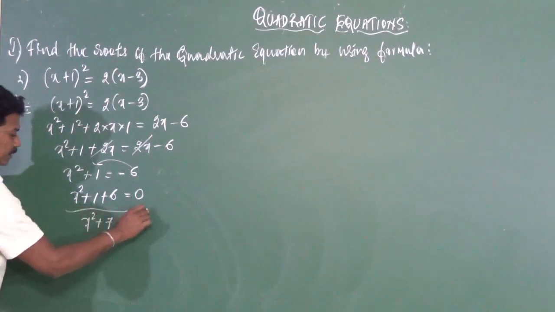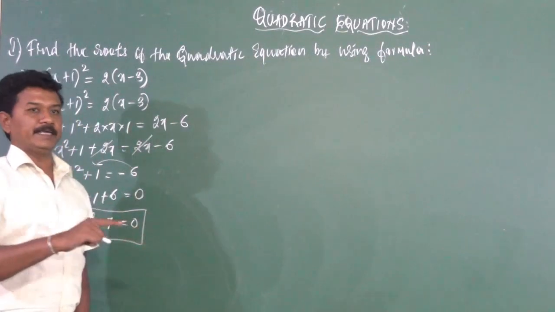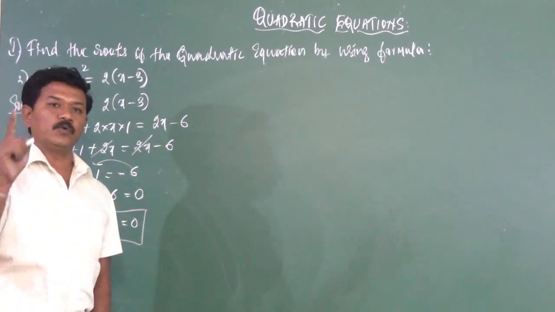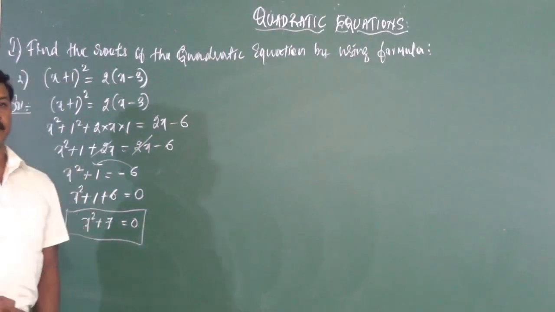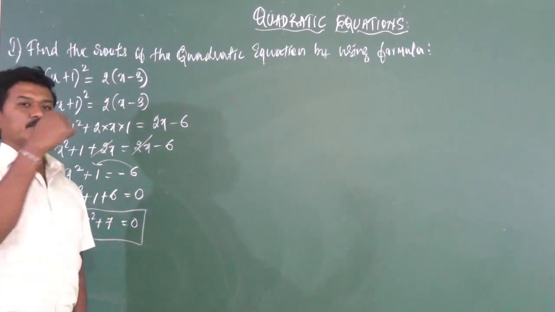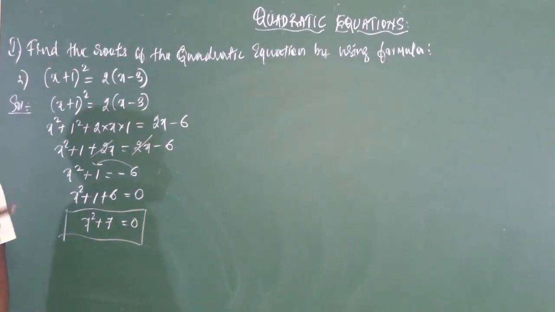So now what is to be done? It is not in the form of ax square plus bx plus c is equal to 0. Here the variable x exists in degree 2 only. So in a quadratic equation, if the variable exists in degree 2 only, then it is called a pure quadratic equation, right? So as it is a pure quadratic equation, we have to transpose the constant to the RHS and take square root on both sides.